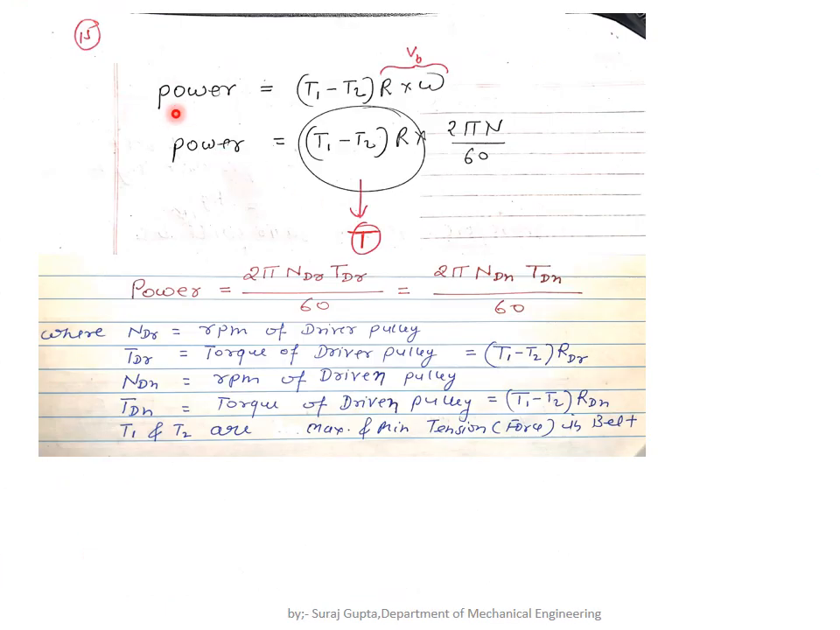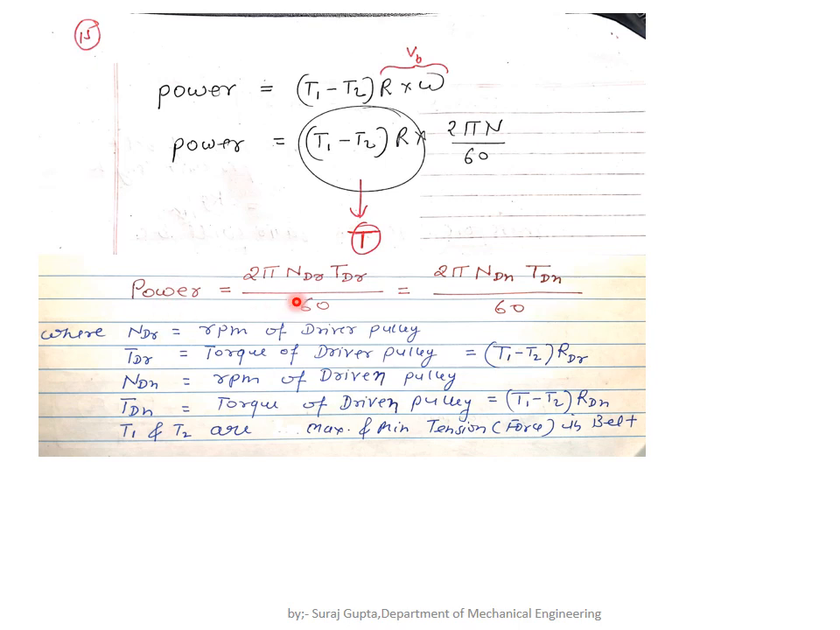Now we have the formula: power equals T1 minus T2 multiplied by R into omega. This R omega is linear velocity, and this T1 minus T2 can be termed as a force, the resultant force. This force multiplied by R omega means force multiplied by linear velocity, VB, the belt velocity. So the power equals T1 minus T2 into R, and we can replace this omega by 2 pi N by 60, and this is the torque. We should not be confused between this T and this T. This is torque and this is tension.